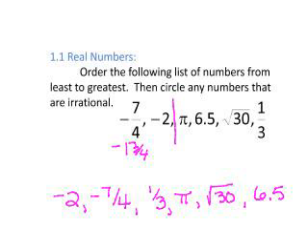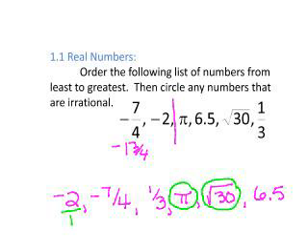It says then circle any numbers that are irrational. Irrational numbers are numbers that cannot be expressed as a fraction. Negative 2 can be made into a fraction by putting a 1 underneath it, so that's rational. Negative 7/4 is already a fraction. 1/3 is already a fraction. Pi is a decimal that never ends and never repeats, so it cannot be made into a fraction. The square root of 30 is not a whole number, so again we get a decimal that never ends, never repeats, so it is irrational.